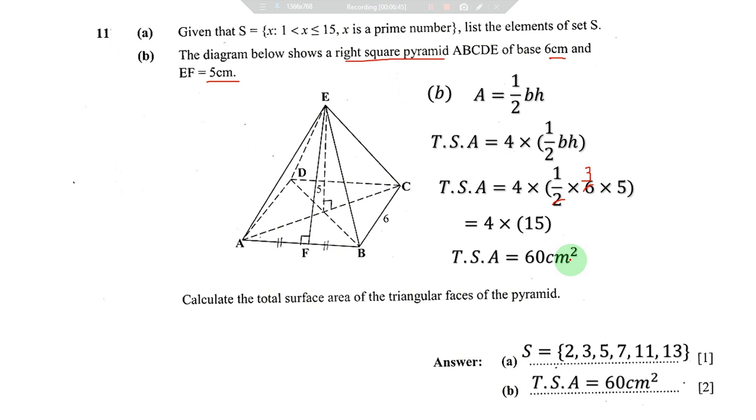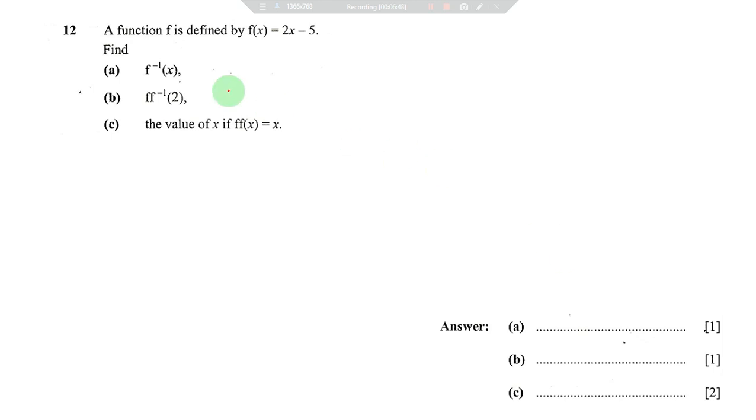Okay, we proceed. A function f is defined by f of x equals 2x minus 5. Okay, these are functions. Find the f inverse of x. Now the first step you're going to be taking, you're going to be letting f of x equal y. So where there is this f of x here, we're going to put a y. It will look like this.